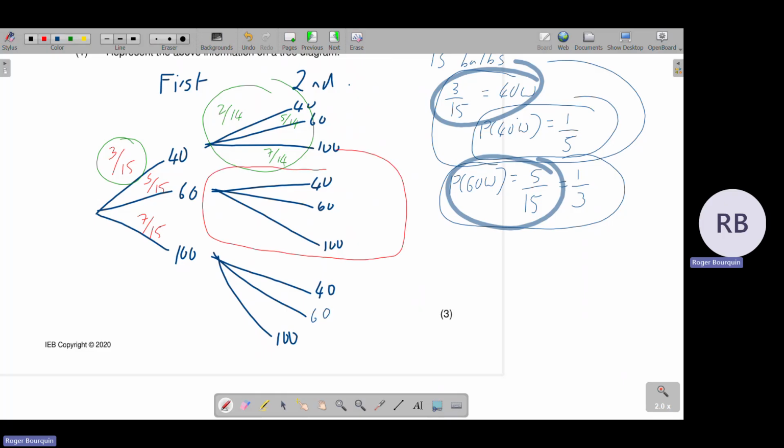Right, the next one. You've taken out a 60, so how many 60s do you have left? 4 out of 14 are 60s, right? This will still be 3 out of 14, and this will still be 7 out of 14. Do you agree? And then the last branch, you've taken out 100. There were 7, so now there'll be 6 out of 14. There'll still be 5 out of 14 there, which is 11, and there'll still be 3 out of 14 there. Are you happy with that?